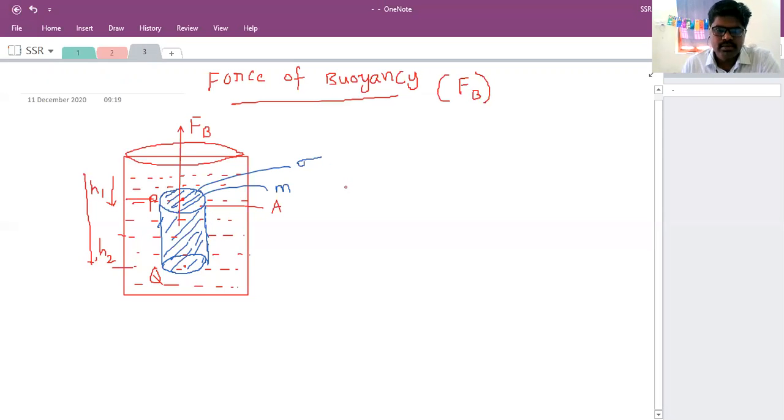You can calculate it. I can define once again: FB is the buoyancy force. It is the resultant force acting on your body by the liquid when it is partly or fully immersed in the liquid, and the resultant force acts vertically upwards, perpendicular to the surface of the liquid. Are you clear on this point? Right.